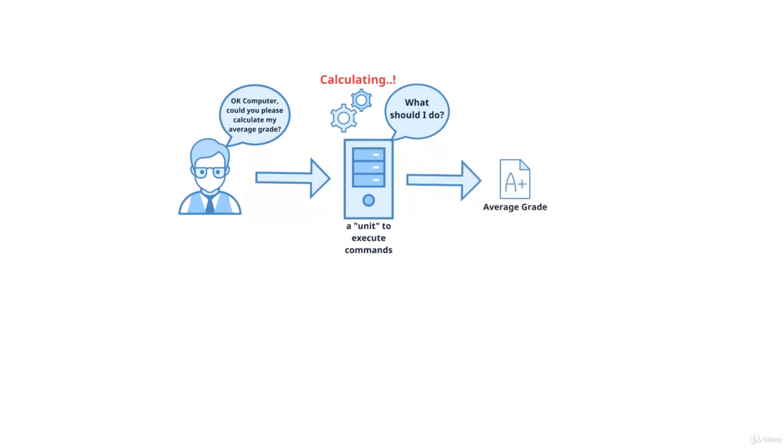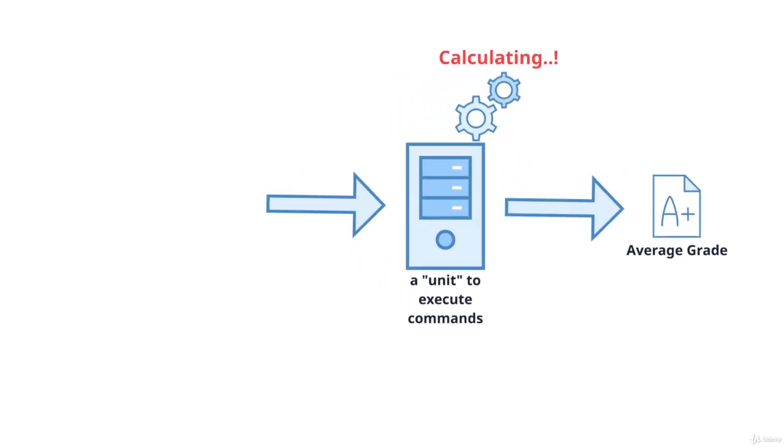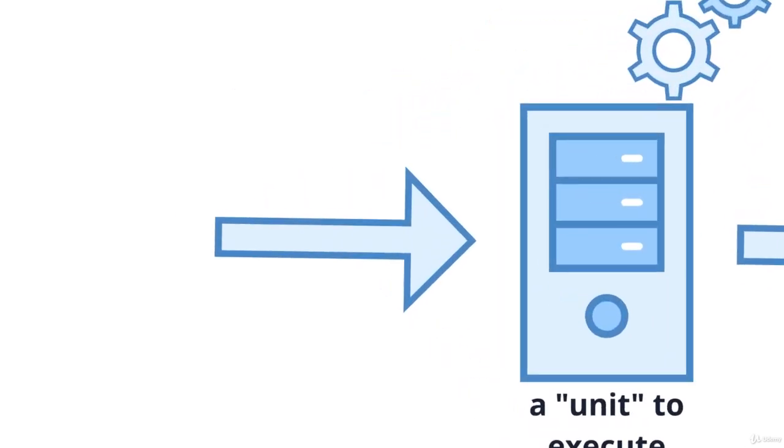But how should the computer know what commands we would like it to execute? Maybe we should just say it out loud, tell our computer what we would like it to do. Just scream it out loud, or something like, "Hey dear computer, could you please calculate my average grade?" And then expect your computer to do what you asked for.